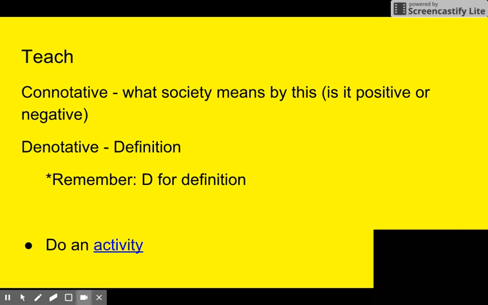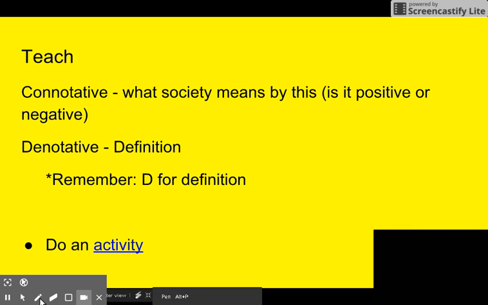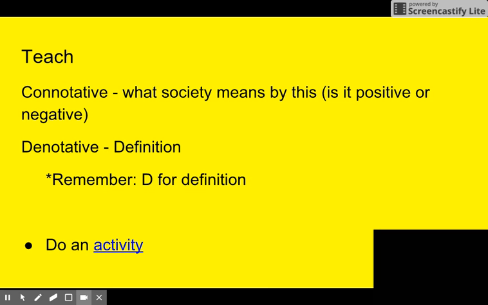Connotative means it's what society means by a certain word. So does the word have a positive meaning or does it have a negative meaning? And denotative is just the literal definition of the word. So what I want you guys to do is click on this hyperlink for the activity, and I want you to do the activity just as a reminder of the difference between denotative and connotative meanings.